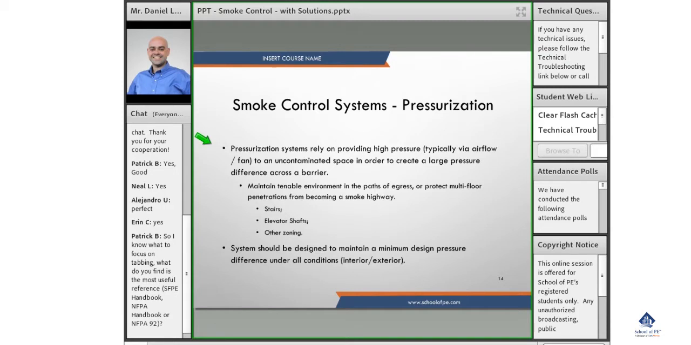Useful a lot, sometimes, to pressurize a path of egress. You're going to pressurize that egress corridor, maybe in lieu of, or in addition to it being rated or fully rated. Maybe also protecting those multi-floor penetrations from being a smoke highway.